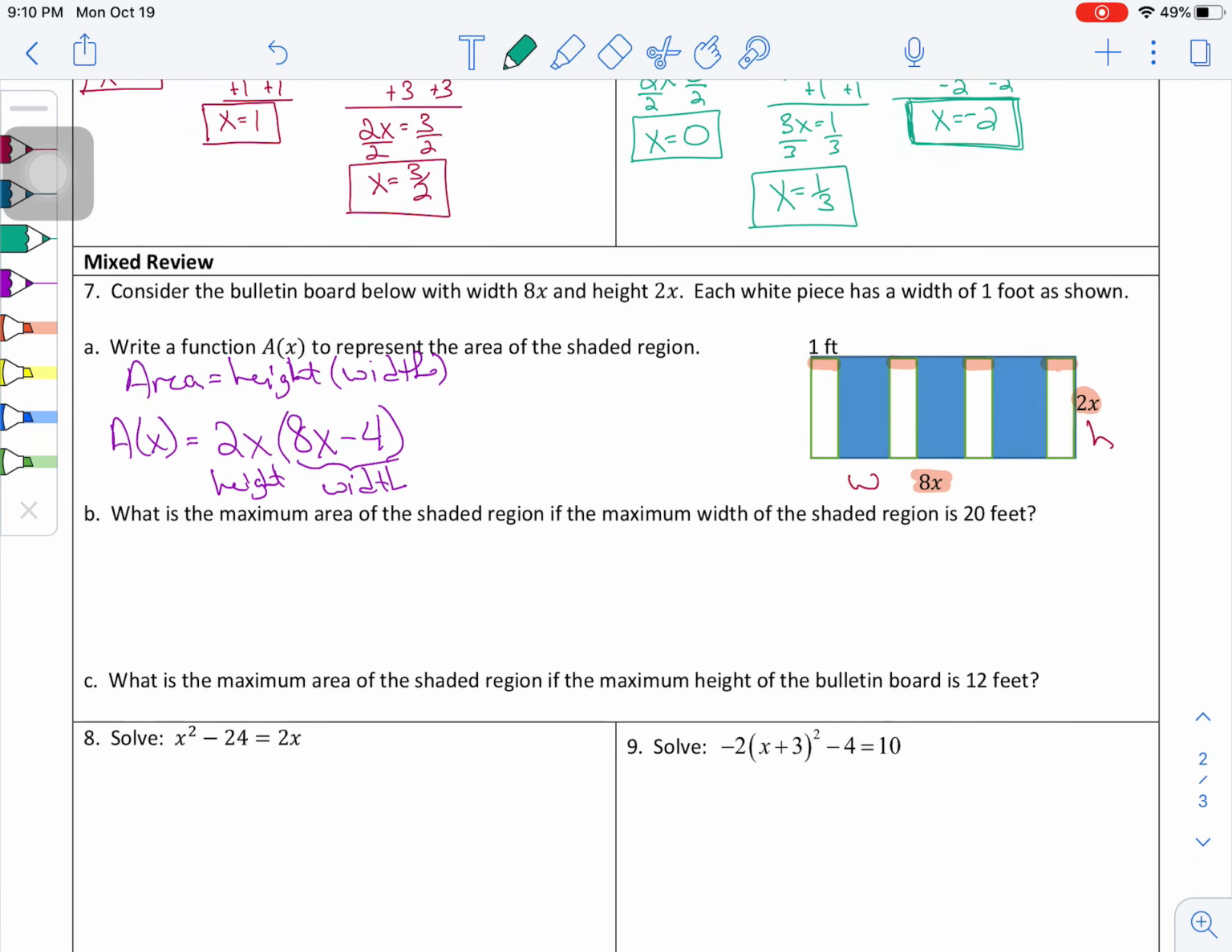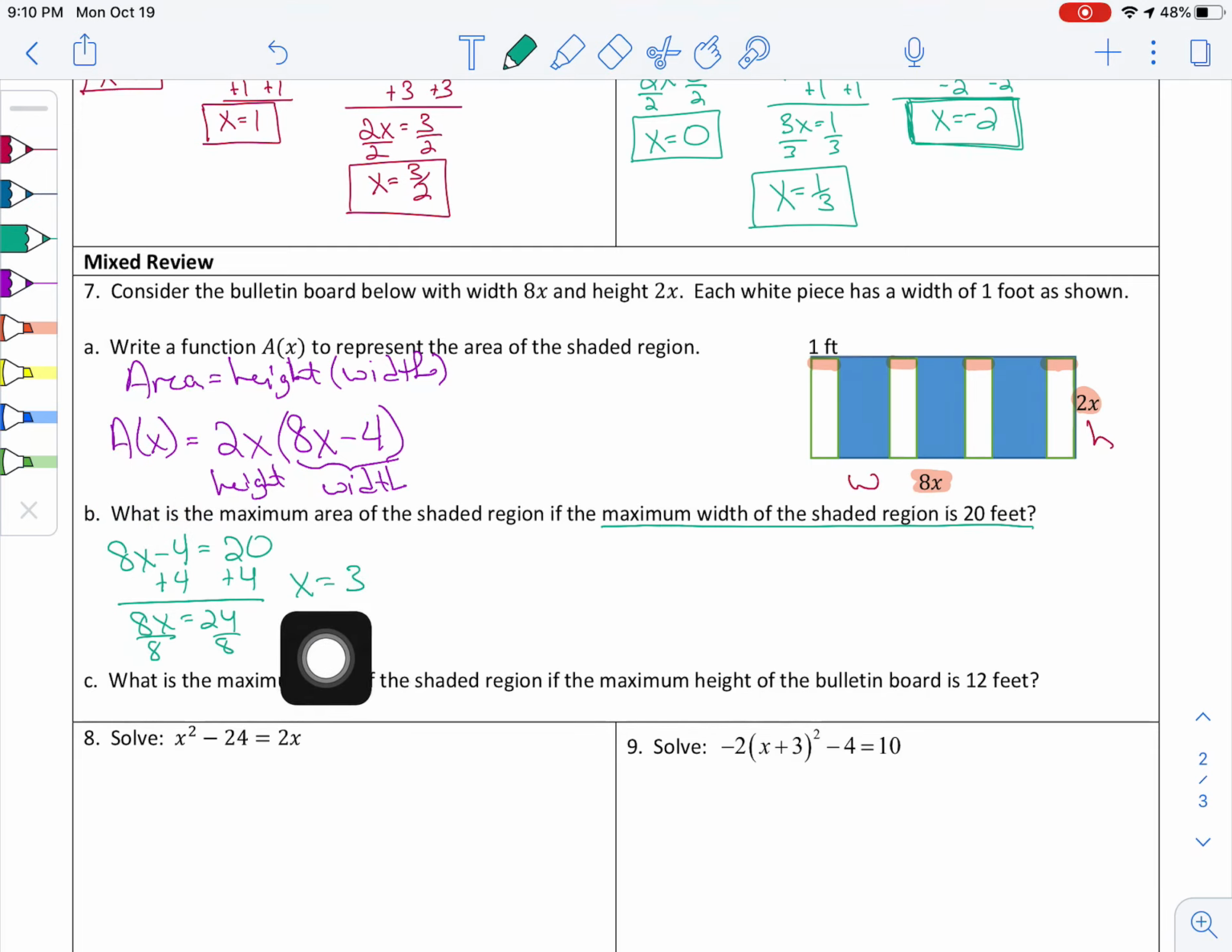So part B here, what is the maximum area of the shaded region if the maximum width of the shaded region is 20 feet? So maximum width. Well, let's talk about the width here. That's 8x minus 4, and we're going to make that equal to 20. So I'm going to go ahead and solve here for x. So, add 4 to both sides. 8x equals 24, divide by 8, x is equal to 3.